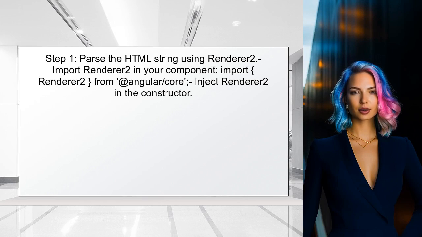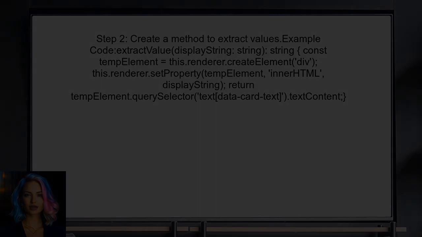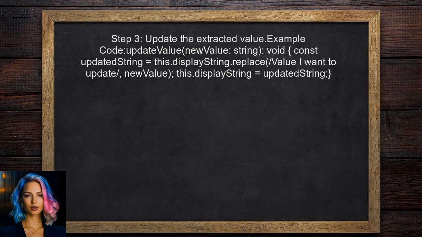This can be done using the built-in Angular Renderer 2 service, which allows safe manipulation of the DOM. Next, the user should create a method to extract the value from the HTML string. This method will use the Renderer 2 to create a temporary element, set its inner HTML, and then retrieve the desired value.